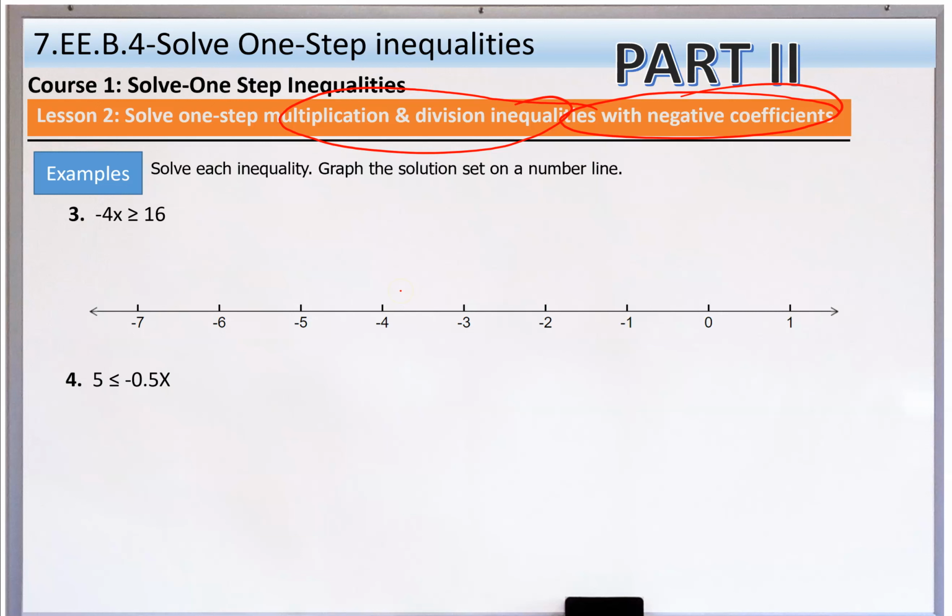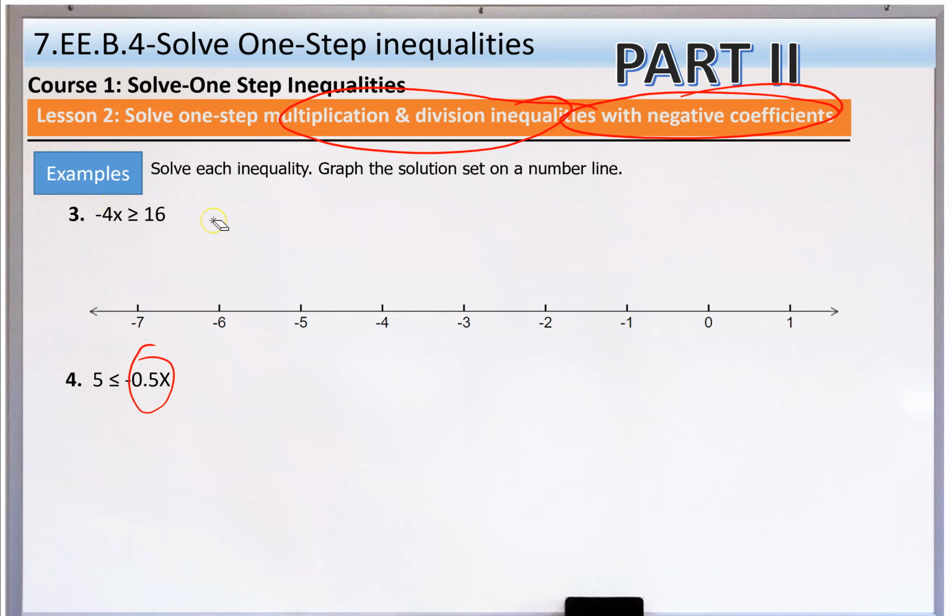All right, so just a quick reminder. In this case, we know they're all negative, but when you have a negative coefficient in an inequality, we have to change the sign, or invert the inequality sign.